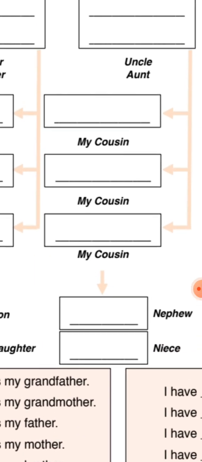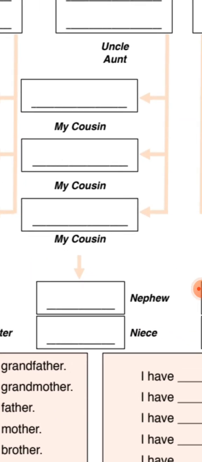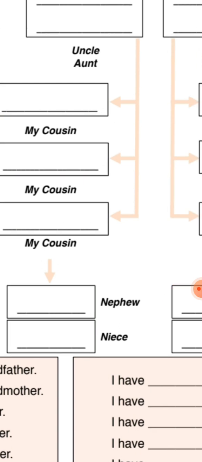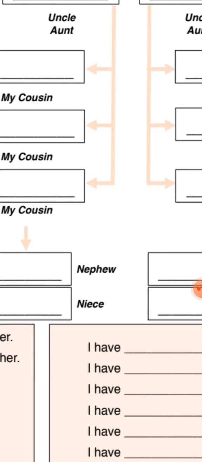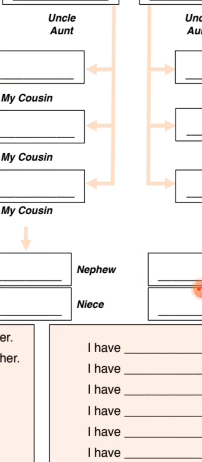From your uncle and aunt's children, meaning your cousins, there are your niece and your nephew. Your cousin's children are your nephew and niece. Nephew means a boy and niece means a girl.